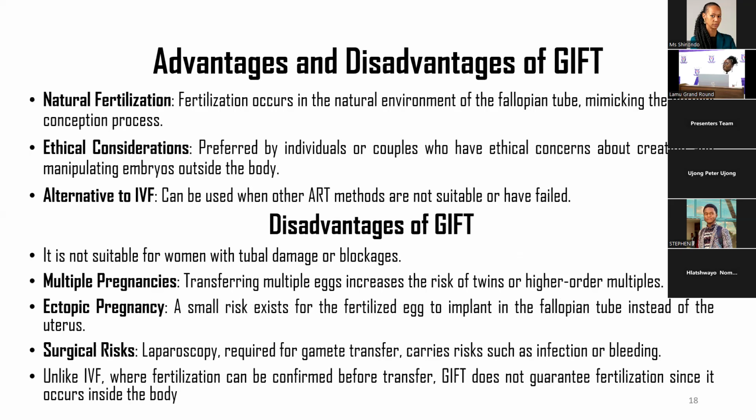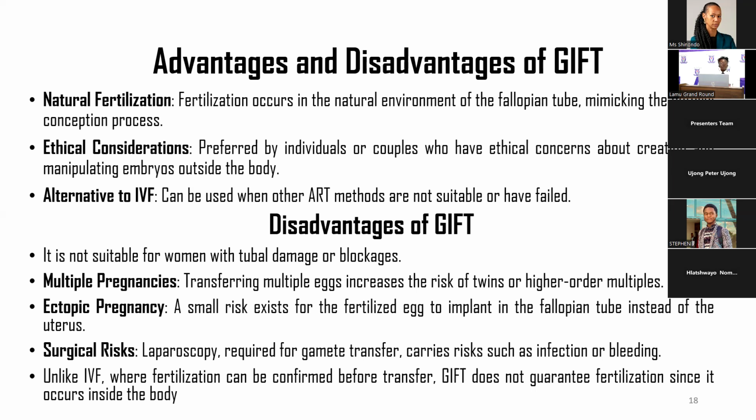Now moving on to the advantages and disadvantages of the gamete intrafallopian transfer. Starting off with the merits of this procedure, it is similar to natural fertilization, as fertilization occurs in the natural environment of the fallopian tube. It is ethically considered, where other individuals are not so okay with procedures where they have to create or manipulate embryos outside the body. It is an alternative to IVF, and can be used when other ART methods are not suitable or have failed.